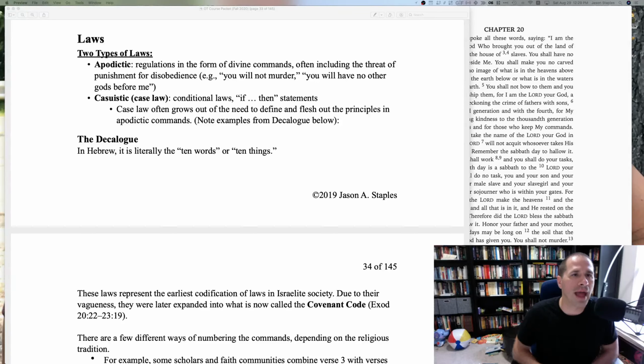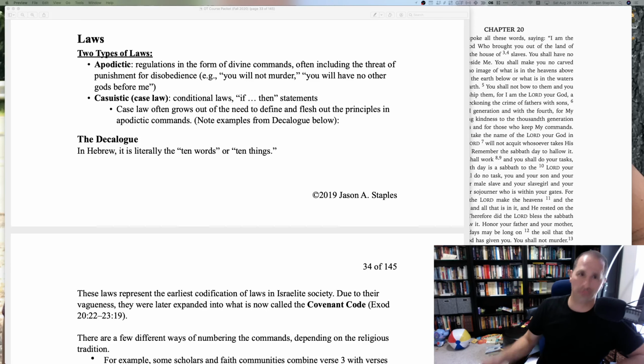All right, so we're back, and we're going to be talking about the laws in the Torah. We're doing the Decalogue. There are two primary types of laws, and the main two that we're looking at here are apodictic laws, and these are basically divine commands. You shall not murder. You shall not have other gods before me.